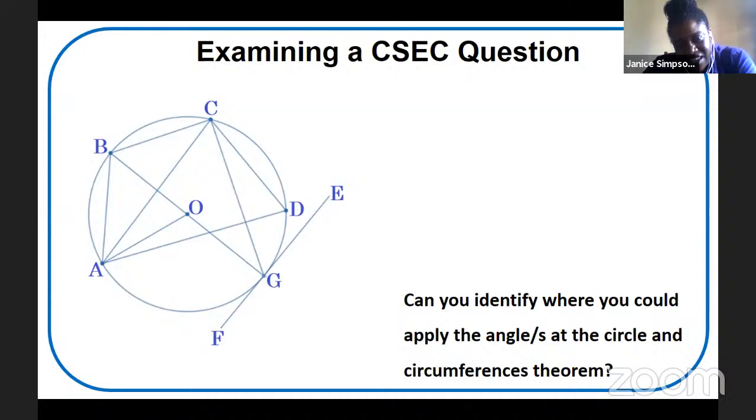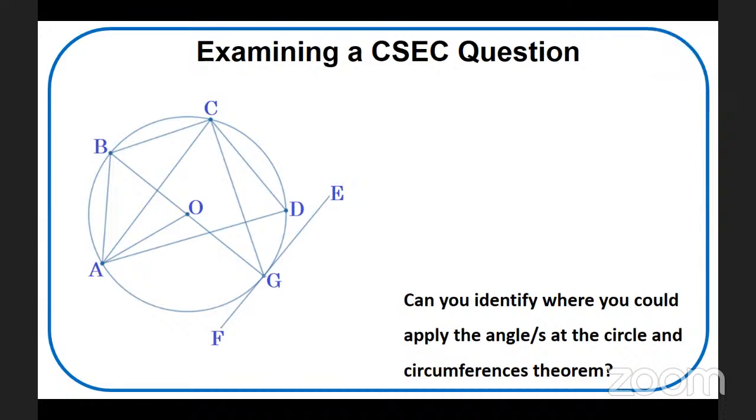Which angle is at the center that is standing on the same chord BC? The only one that could possibly work for that would have been BOC, but there's no line drawn for OC. Are you following me, Barbara? Yes, miss. All right, there's no line drawn for OC, so we could not use that one.